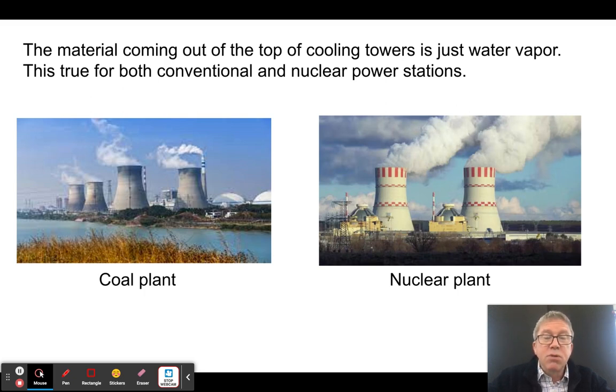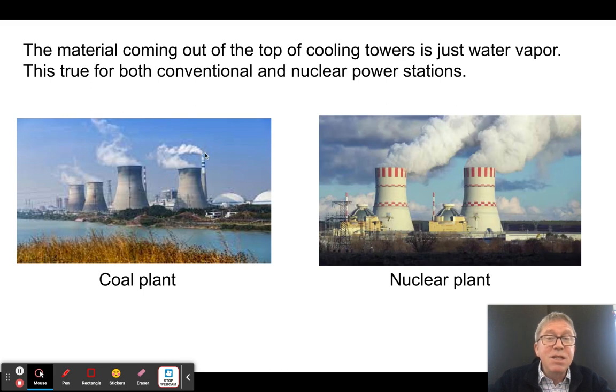It's not pollutant. So when you look at these things, you think you're seeing pollution coming out of them, but you're not. What you're seeing coming out of them is water vapor. However, I will point out nuclear power, which is over here, you'll see these domes, okay, and over here we have conventional power, coal. You see cooling towers in both cases.